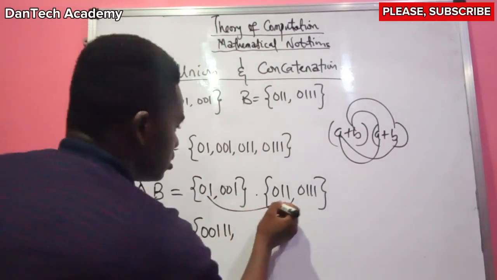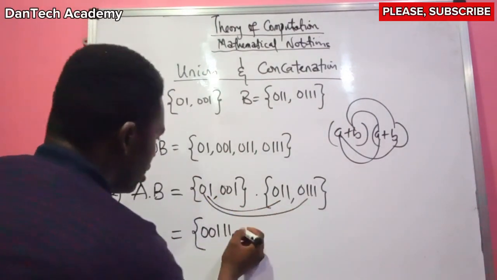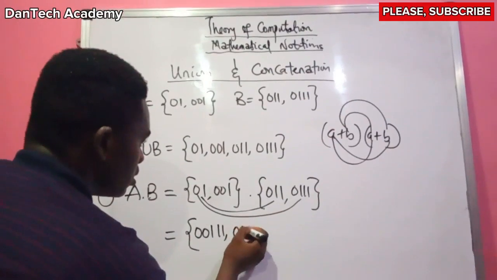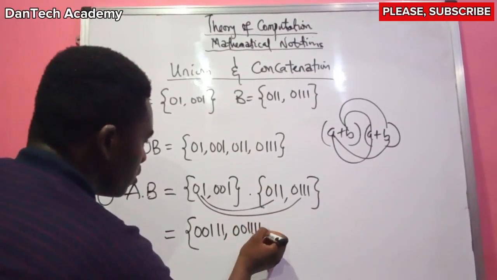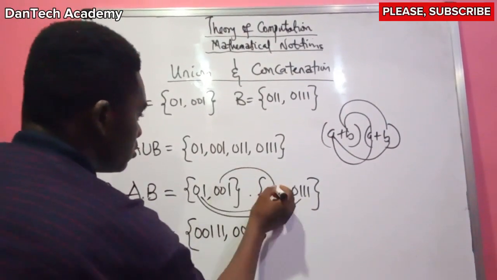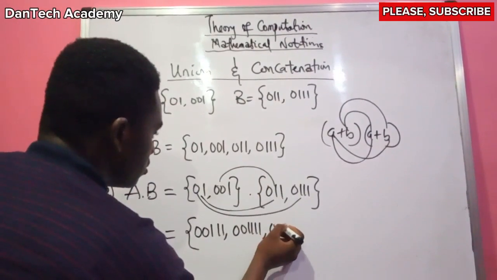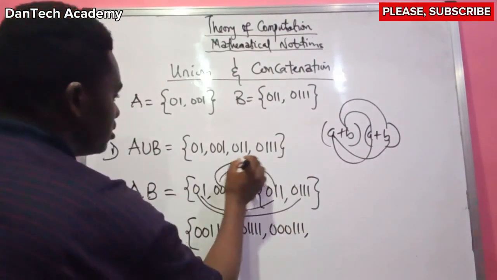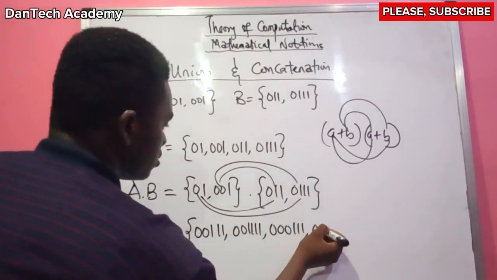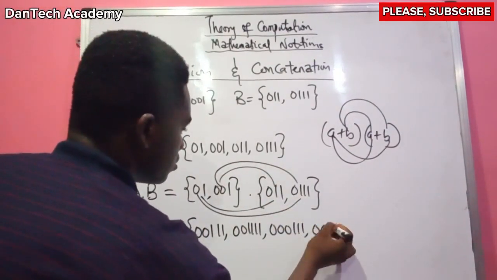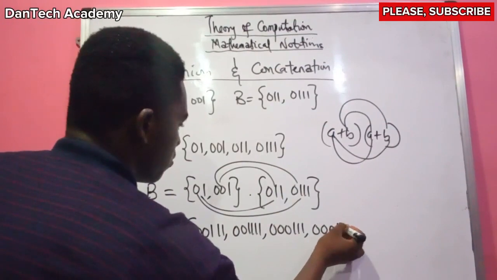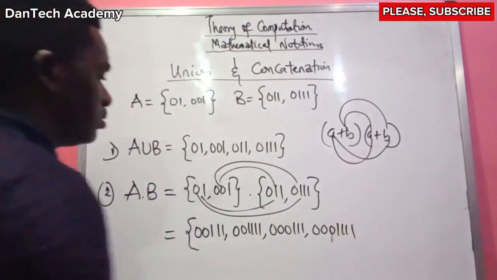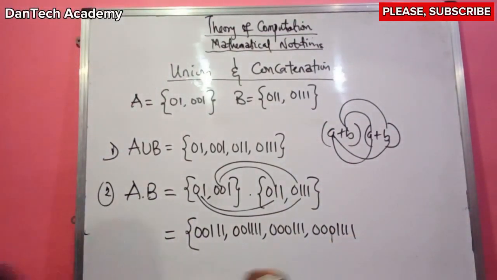Yes. So we have 0, 0, 0, 1, 1, 1. This with this, now we have 0, 0, 1, 1, 1, 1. Right? This one now is 0, 0, 0, 1, 1, 1. And finally, this is 0, 0, 1, 0, 0, 0, 1, 1, 1, 1. So concatenation has taken place there, and that's all.